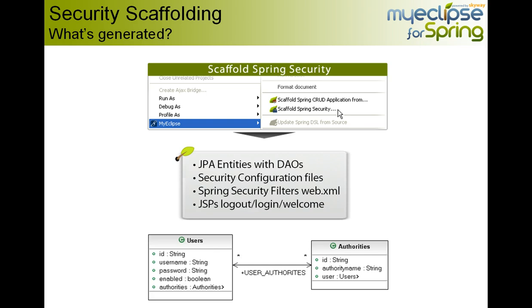So at a high level, scaffolding Spring Security generates everything needed to secure an application with a conventional Spring Security implementation. As you can see here more specifically, it creates JPA entities representing the user's many-to-many relationship with authorities and their respective data access objects. It also generates the necessary security configuration files to wire in Spring Security, as well as adding in the Spring Security filters in the web.xml. And then a handful of JSPs are generated to support logout, login, and welcome.